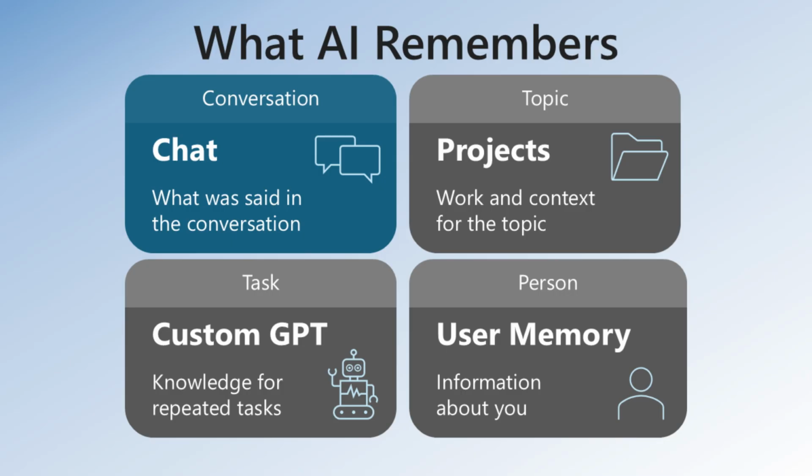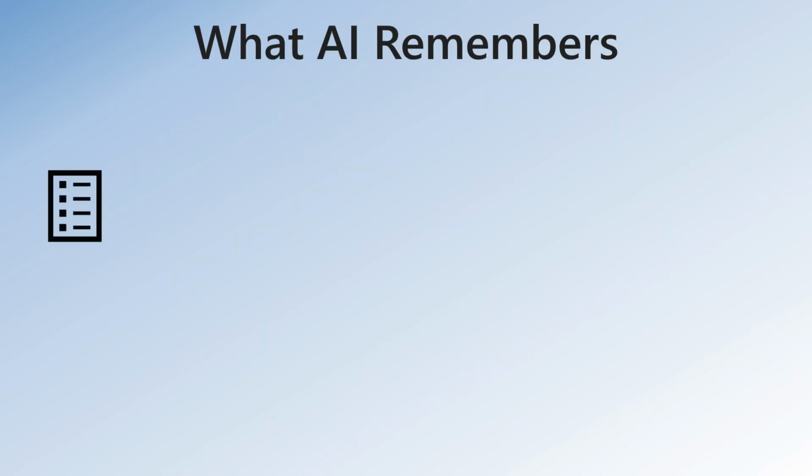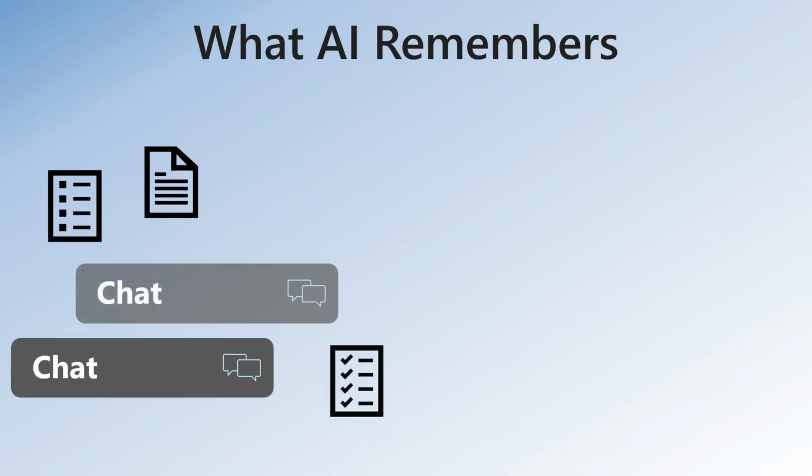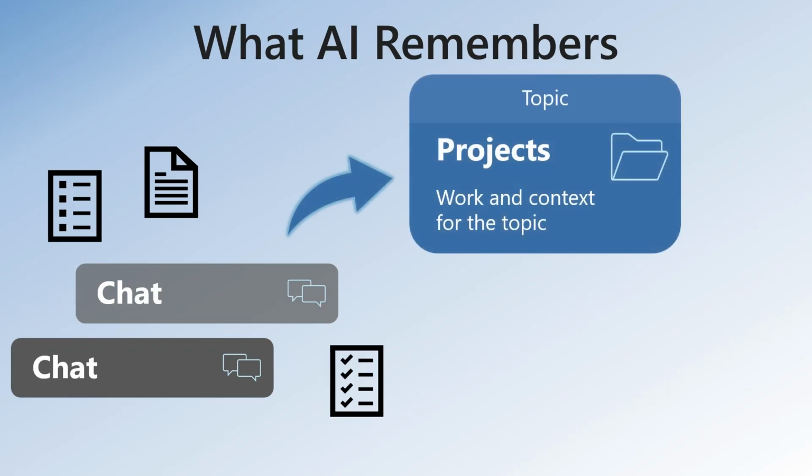But real work often goes beyond one chat. You might have notes, files, drafts, and multiple conversations all tied to the same goal. That's where projects come in. A project gives your work a home. It keeps related chats, files, and instructions together around one topic. Chat memory helps AI remember what you just said. Projects help AI stay grounded in a bigger body of work.